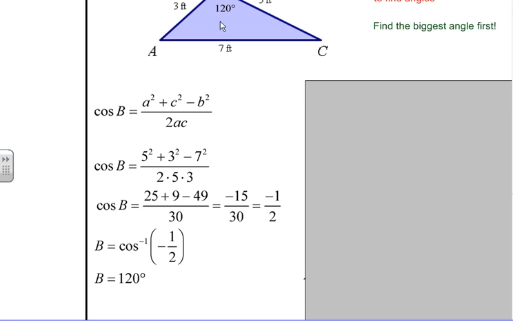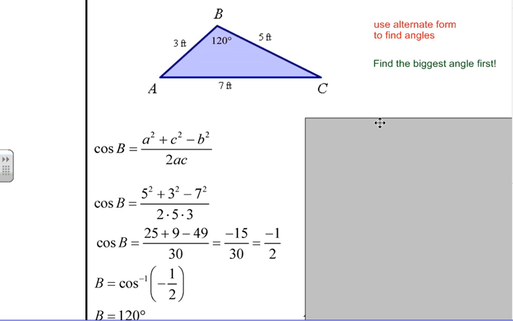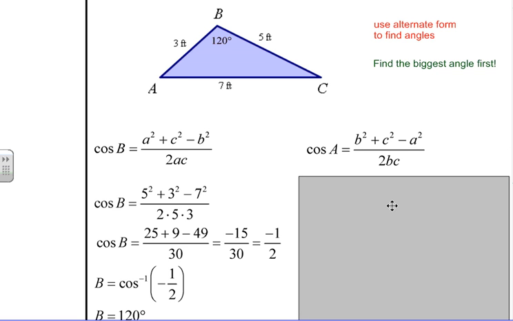Here we go. Oh, and that looks like it makes sense. It's a nice big angle across from the biggest side. Once we know that, we could use the law of sines to find the other two angles, but I'm just going to walk you through the law of cosines again, and it doesn't matter which one you find next, so I'm going to find angle A.